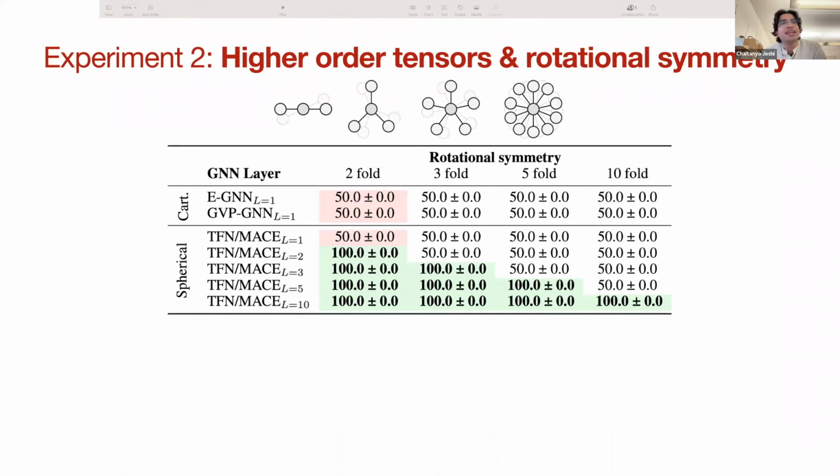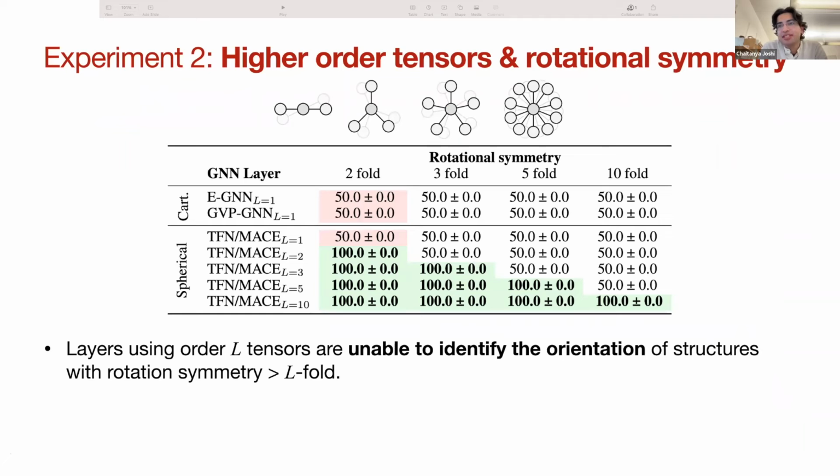And interestingly enough, here what you see is that layers which use tensor order L are unable to identify the orientation of structures with a rotational symmetry greater than L fold. So that means, for example, that models like GNN and geometric vector perceptron, which use Cartesian vectors, which correspond to tensor order 1, will not even be able to identify the orientation of very simple structures such as this, and of course would consequently fail at all these higher fold symmetric structures as well.